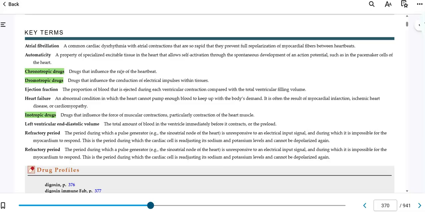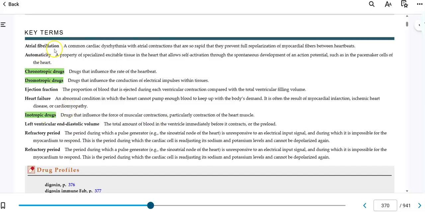A dromotropic drug influences the conduction of impulses. Again, if it's a positive one, it speeds up the impulses and usually the heartbeat. If it's a negative dromotropic, it's going to decrease the conduction, make that slower. Come down here to inotropic. Inotropic drugs influence muscle contraction. Specifically, it impacts the way that heart squeezes, especially those ventricles, to make that good contraction. So the better I contract, the more blood, and therefore oxygen, I get out to my circulation.